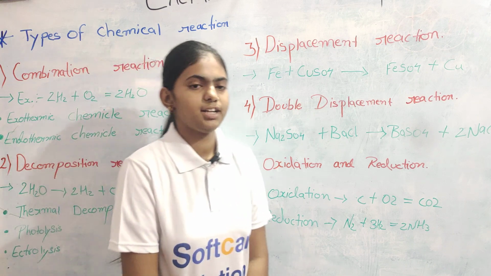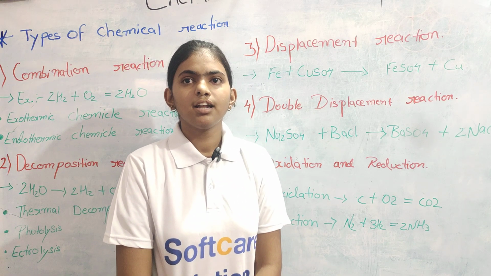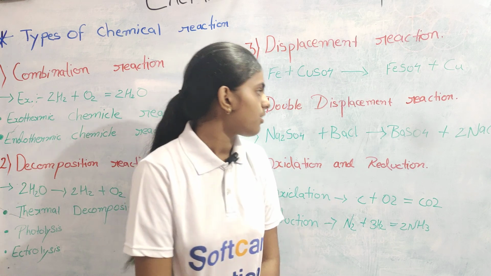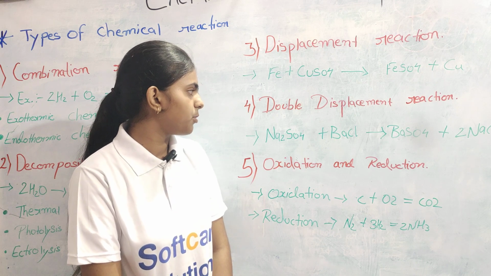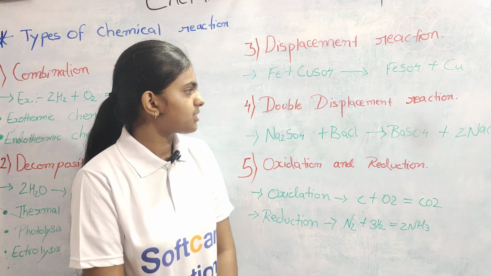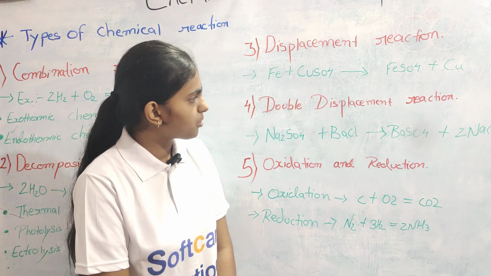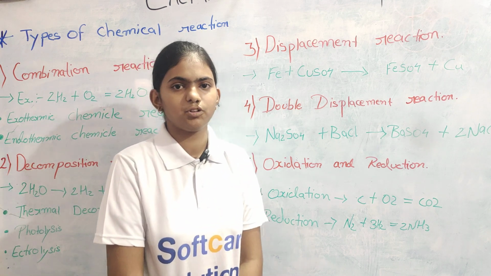Fourth is double displacement reaction. A double displacement reaction is a reaction in which ions are exchanged between the reactants. For example, sodium sulfate and barium chloride exchange ions between the reactants to form barium sulfate and sodium chloride.